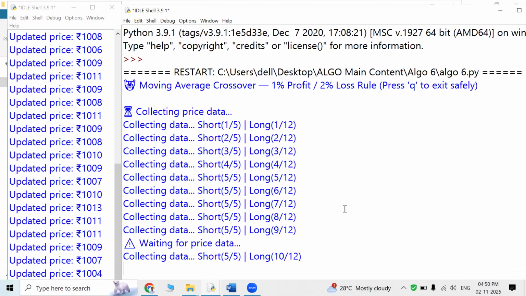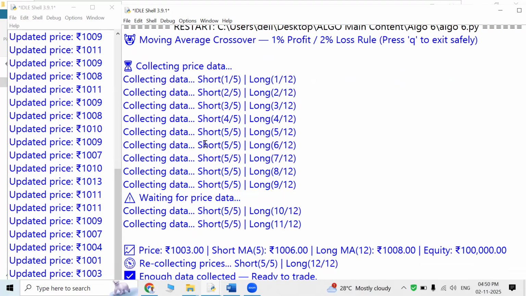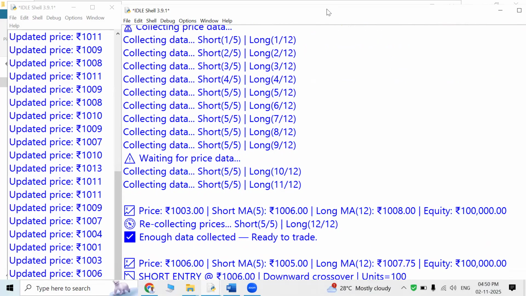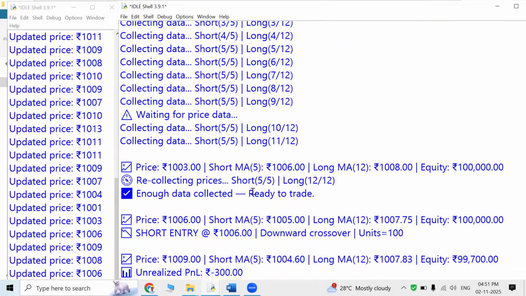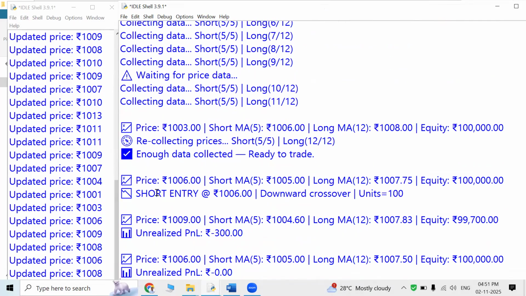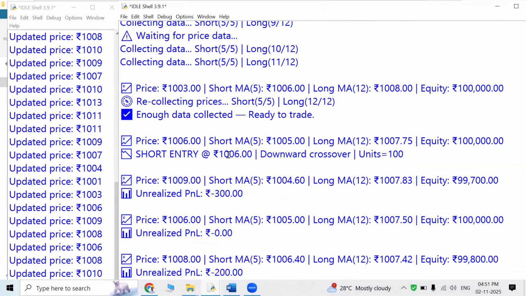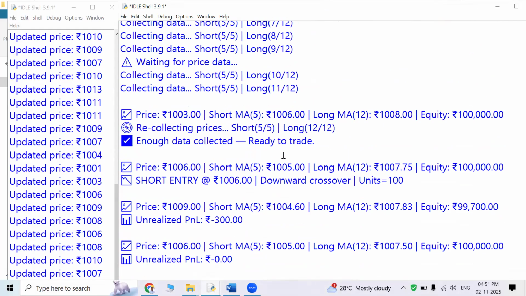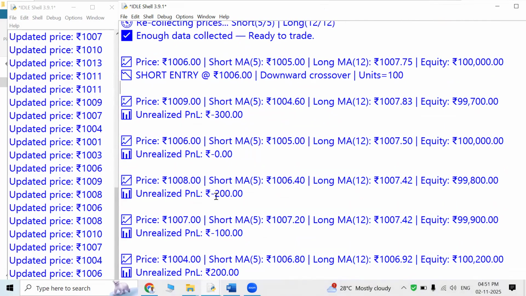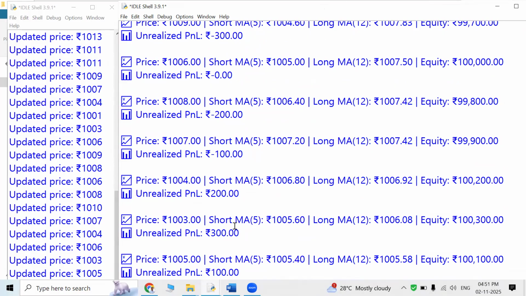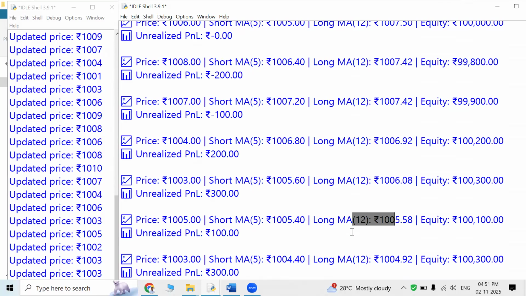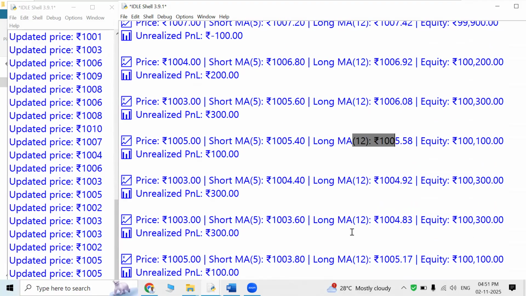You can see it is collecting short readings, 5 readings. It has collected 5 readings, then 12 readings. Now we enter a short position at 1006. It's a downtrend. We can observe our continuous profit and loss statement. This is the short moving average and this is the long moving average. They keep changing based on the continuous price changes from the market.